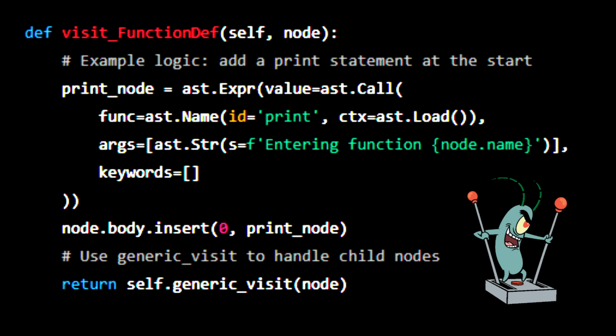def visit_FunctionDef(self, node): # Example logic: add a print statement at the start. print_node = ast.Expr(value=ast.Call(func=ast.Name(id='print', ctx=ast.Load()), args=[ast.Str(s=f'Entering function {node.name}')], keywords=[])). node.body.insert(0, print_node). # Use generic_visit to handle child nodes. return self.generic_visit(node).